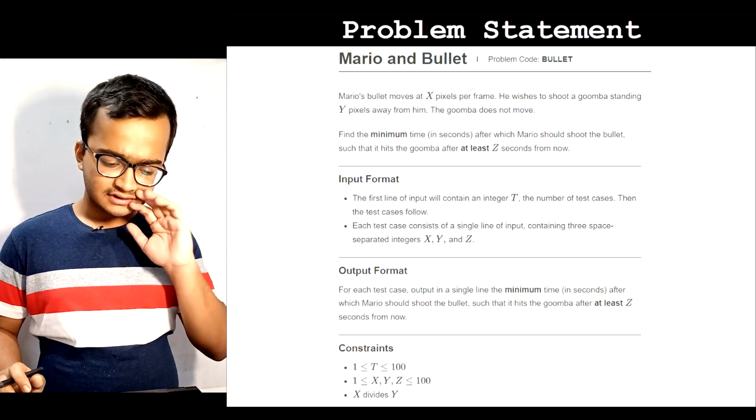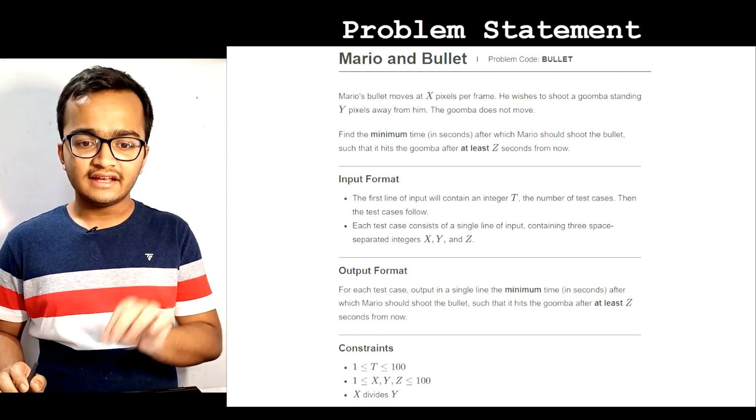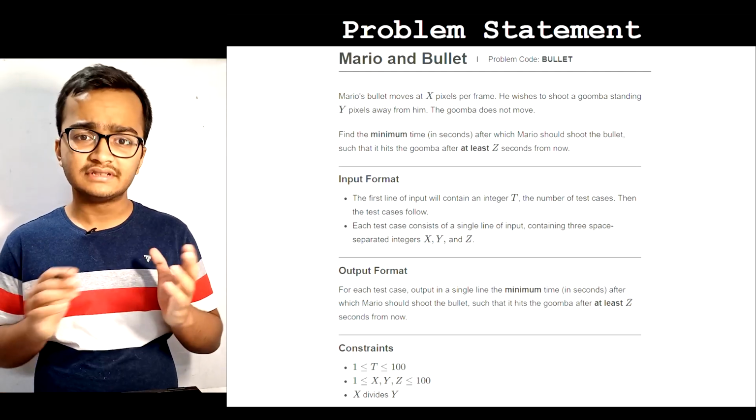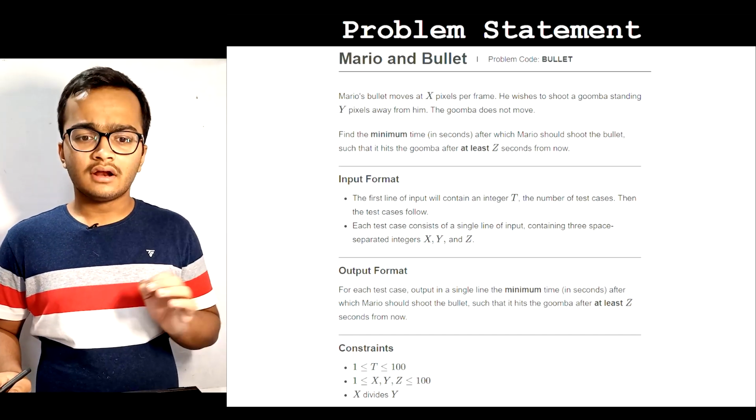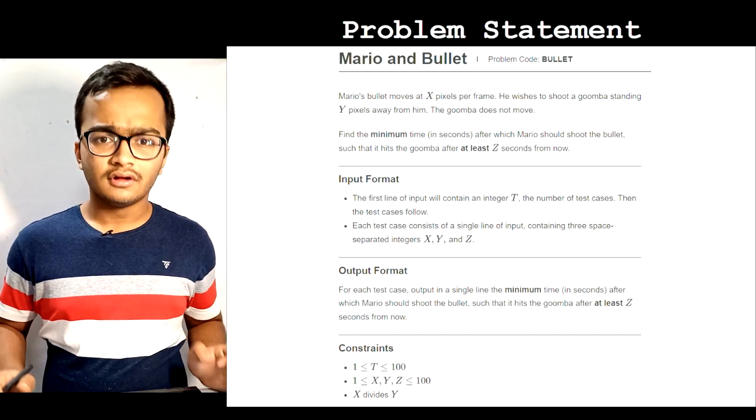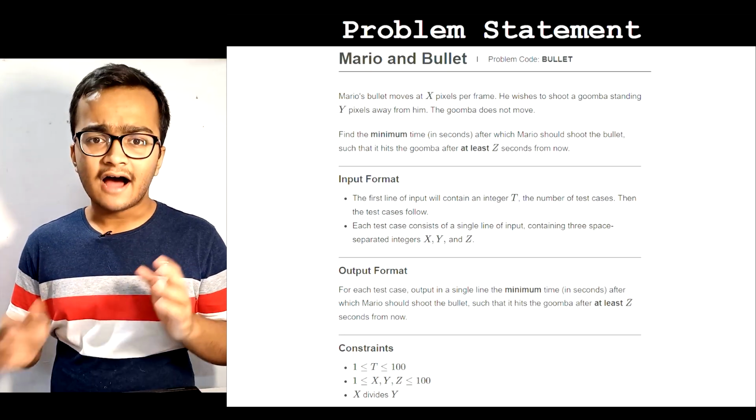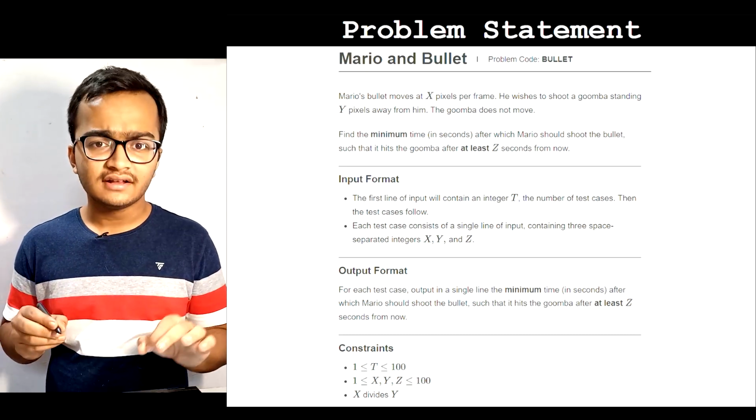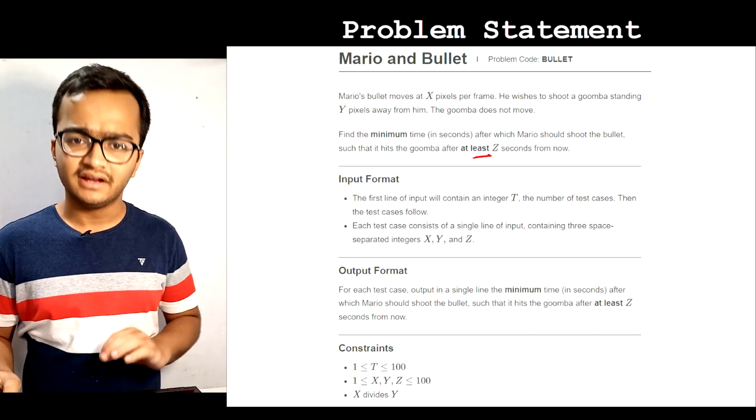The problem statement says that Mario's bullet moves at a speed of x pixels per frame, and he wishes to shoot Goomba, who is a character standing y pixels away from him. Now Goomba does not move. Now what we have to do? We have to find out the minimum time in seconds after which Mario should fire the bullet such that the bullet hits Goomba exactly or at least after z seconds from the beginning.